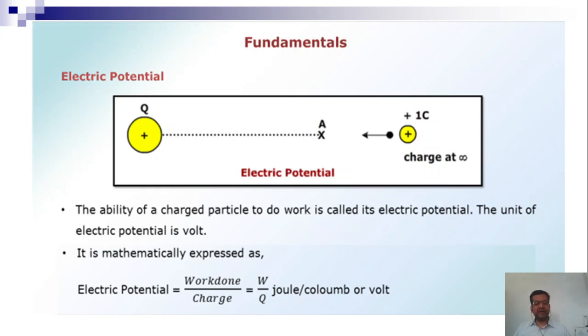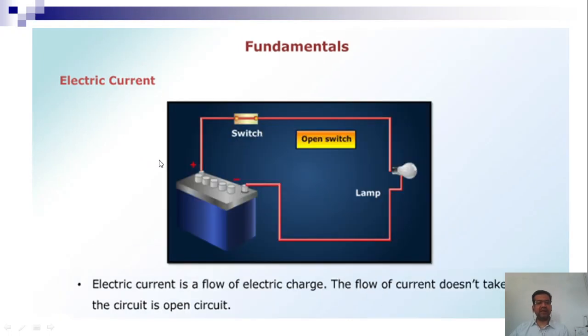The definition is that the ability of a charged particle to do work is called electrical potential. So the ability of a charged particle to do work is called its electric potential. We already know these basic points: this is a charge, this is 1 coulomb of charge. This is the basic part of this.